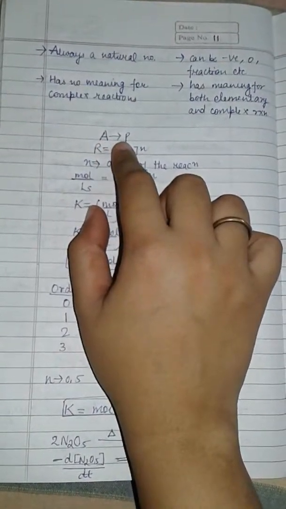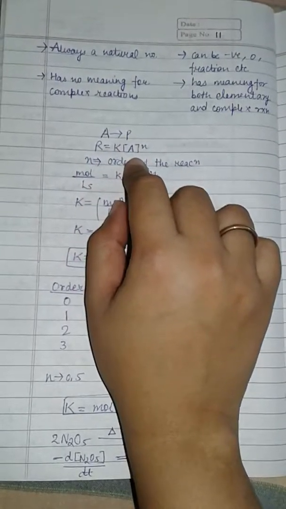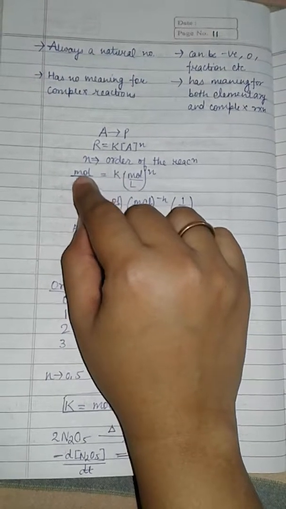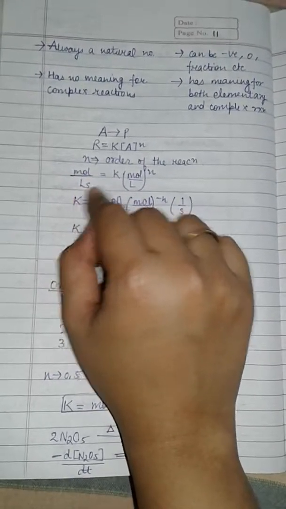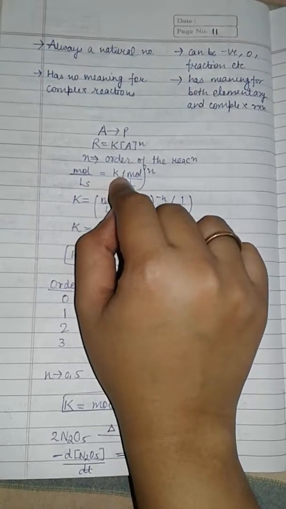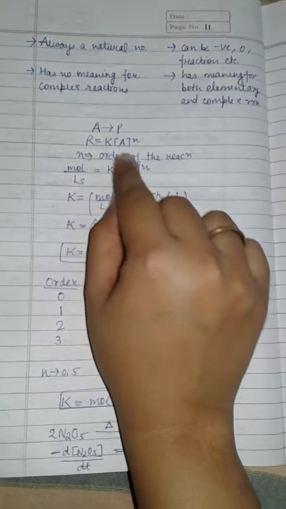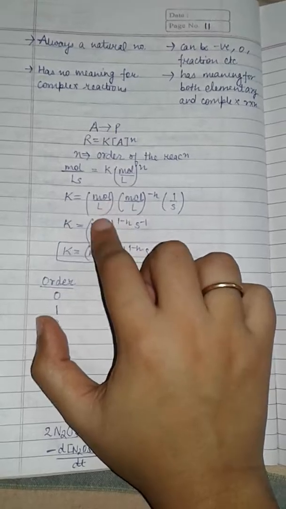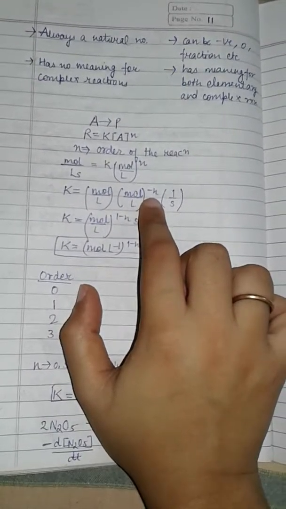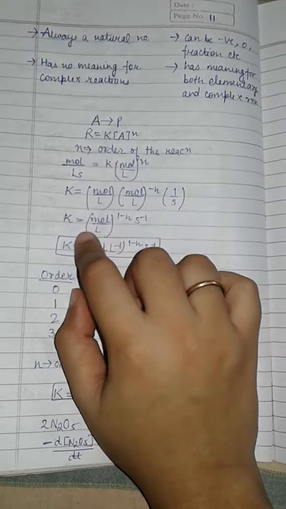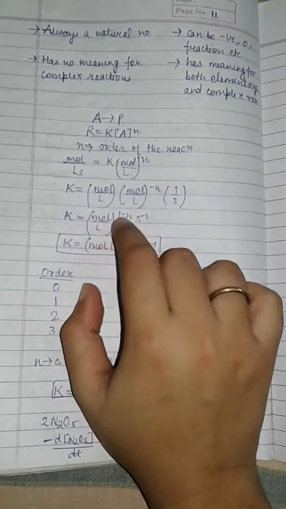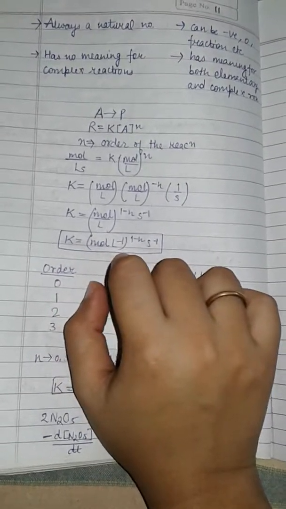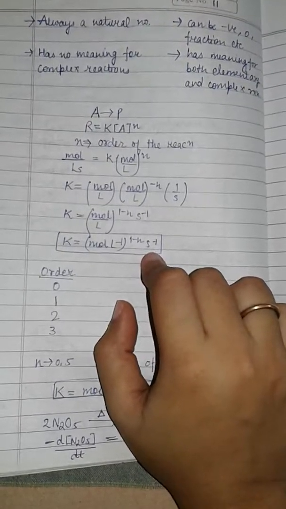For example, there is a reaction A to product, then rate equals k A to the power n. n is the order of the reaction. The rate unit is mole per liter second, and we have to find the unit of k. Here A is concentration, so mole per liter to the power n. So k unit will be equal to mole per liter into mole per liter raised to the power minus n, upon seconds. So k unit is mole per liter raised to the power 1 minus n per second.